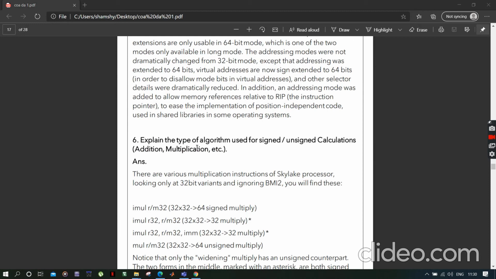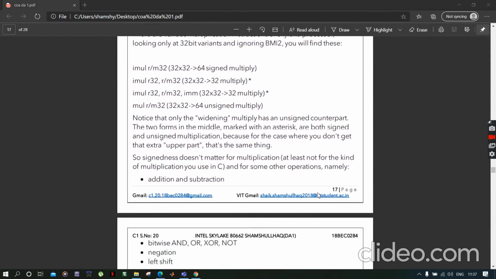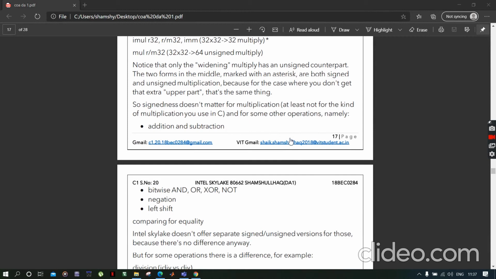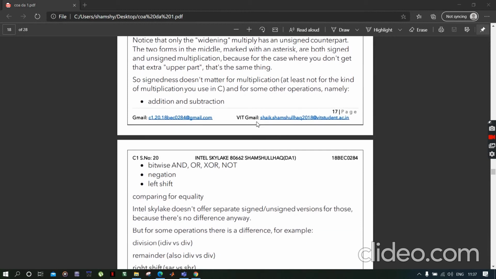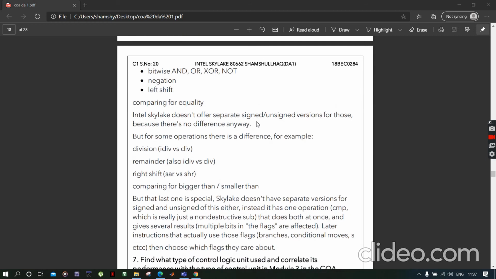Here we have the sixth question: explain the type of algorithm used for the signed and unsigned calculations. There are various multiplication instructions in the Skylake processor. Let's have a look. This is the multiplication part, and here comes the addition and subtraction part.